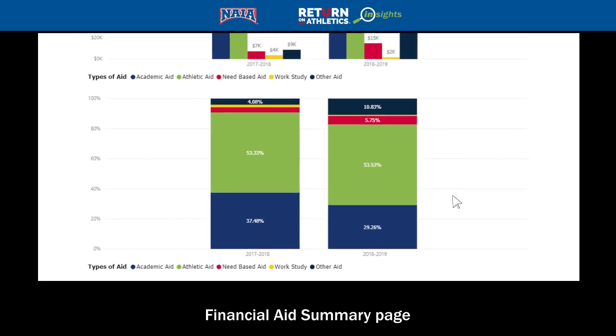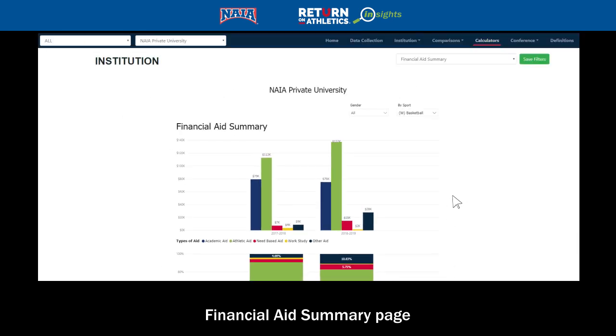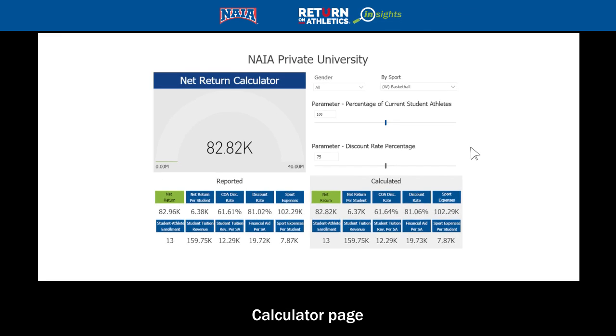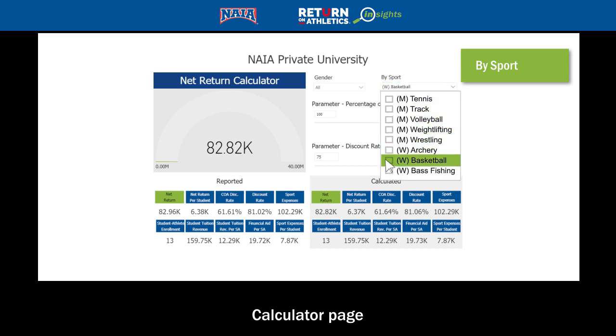Next, we move on to the calculator page. This section of ROA Insights lets you play around with your data in a very simple way. Similar to the institution page, you can filter by sport using the drop-down menu. We'll navigate to women's basketball since that has been our example.